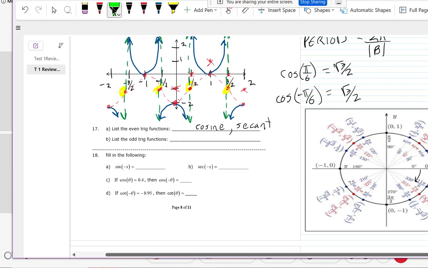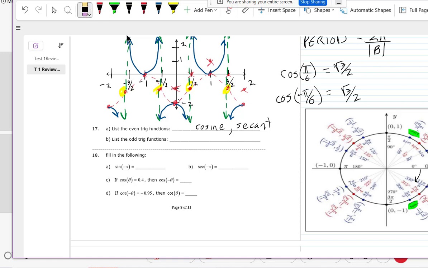Notice that if you did pi over 3, you have a half. Negative pi over 3, you have the same thing. So that's what even functions are. If you have an opposite angle and still get the same value, then that's going to be an even function. Everything else is an odd function. So the sine, the cosecant, the tangent, and the cotangent, those are all odd functions.